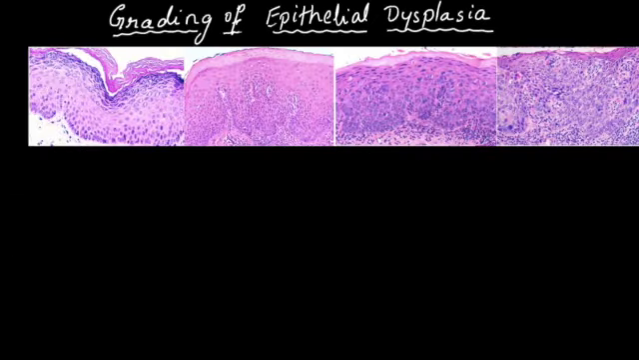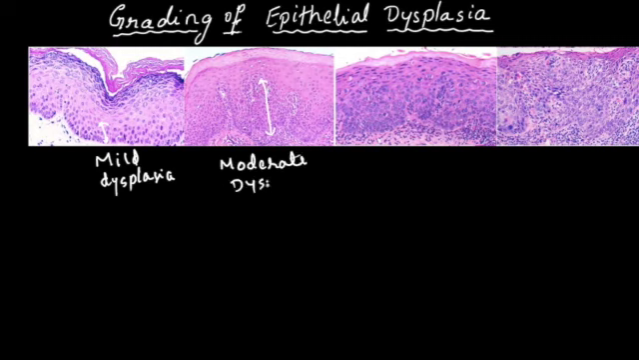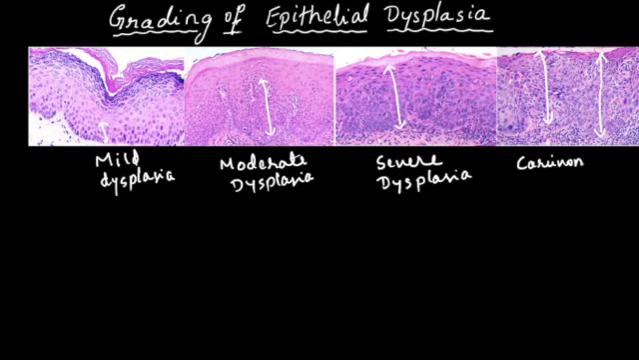Finally, here are a few photomicrographs of histopathology of all these various grades of epithelial dysplasia. The first one is the mild dysplasia. The second one, as you can see, has dysplastic features up to 2/3, which is moderate. Here it's almost above the 2/3 level and it is severe dysplasia. And the fourth image shows top to bottom changes of dysplasia called carcinoma in situ.